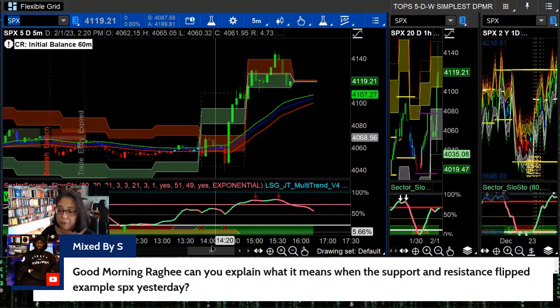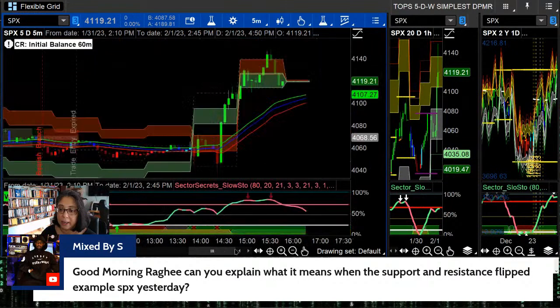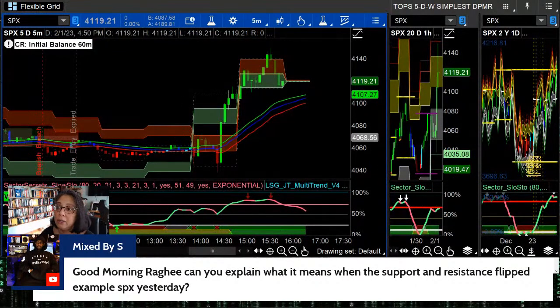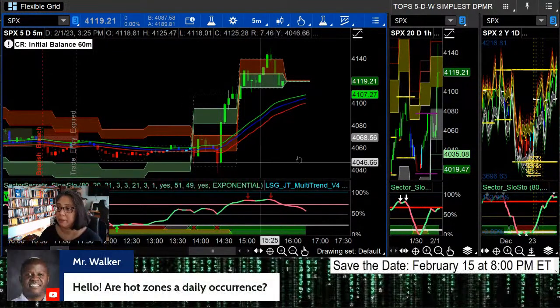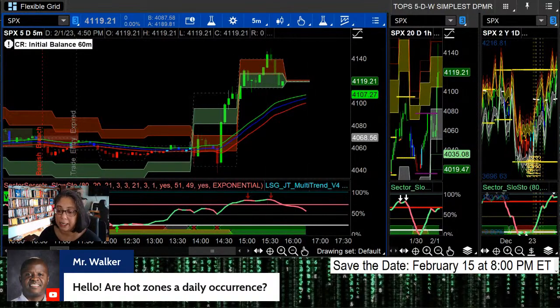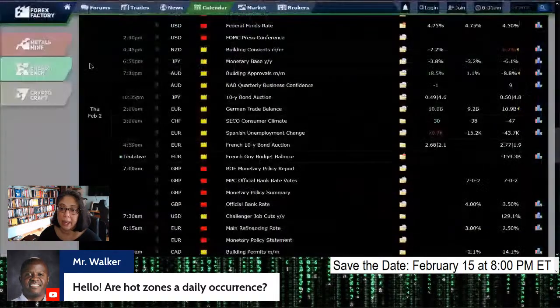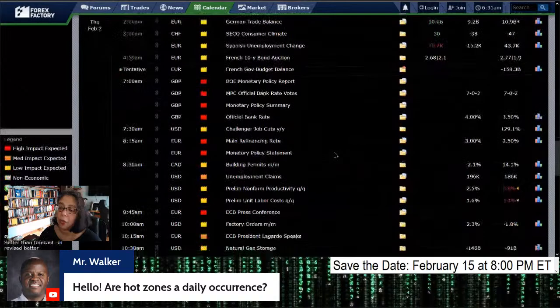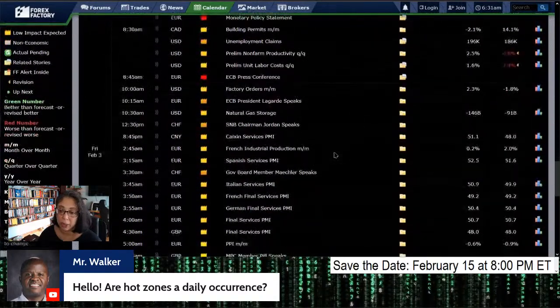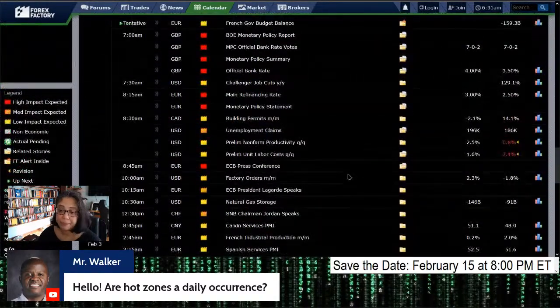That's another form of understanding we are sort of outside normal zones. Hey there, Mr. Walker. Are hot zones a daily occurrence? Hot zones, by way of a scheduled high impact economic event, no, they're not daily. We're going to have a handful every week, but no, they're not daily.